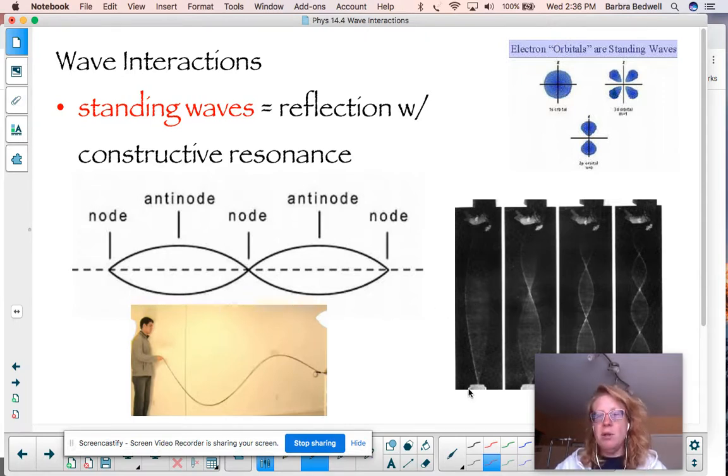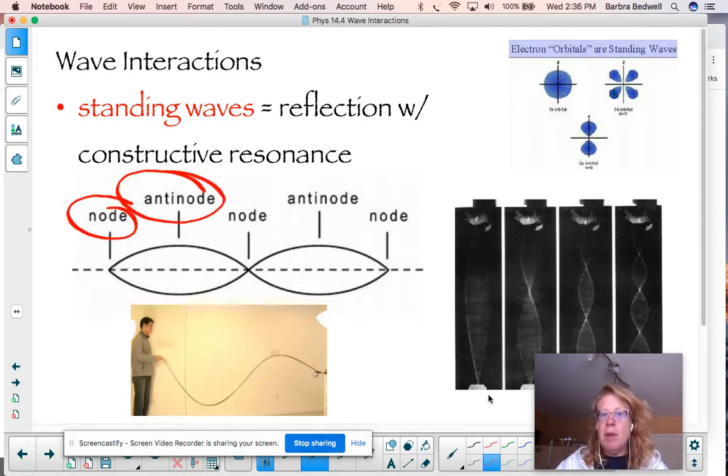You've got two vocab words that go along with this, which are the terms node and antinode. The nodes are the fixed spots. They basically don't move. The antinodes are zones of maximum displacement. So that's literally where the jump roper would be. You can have more than one node and antinode.